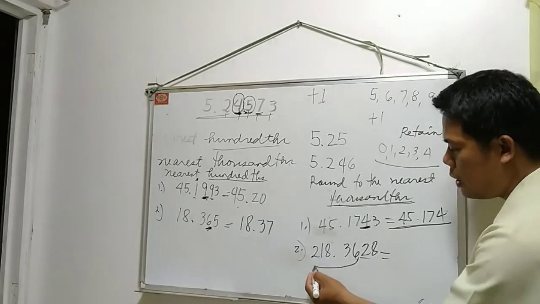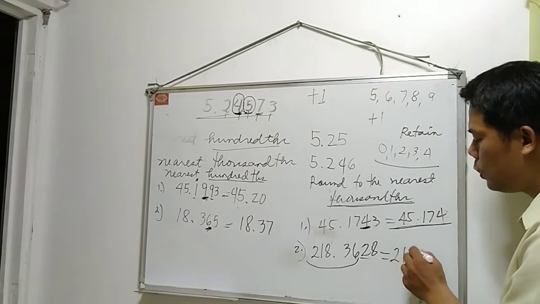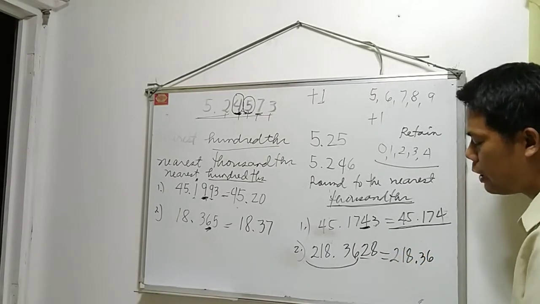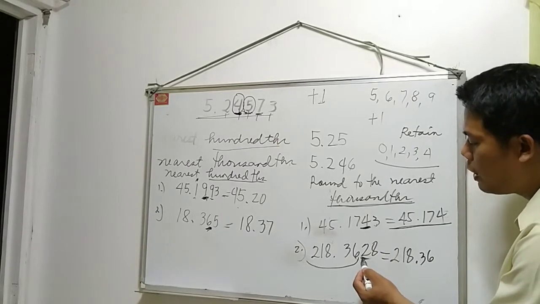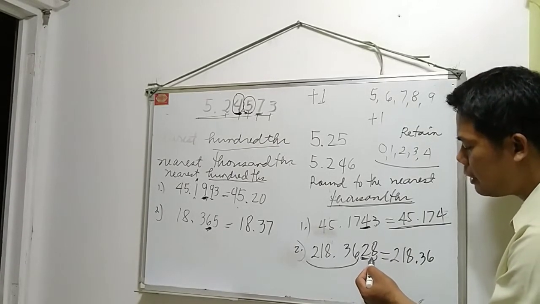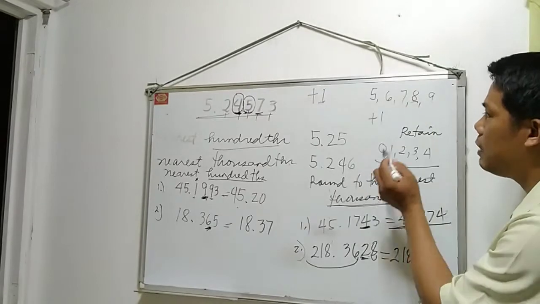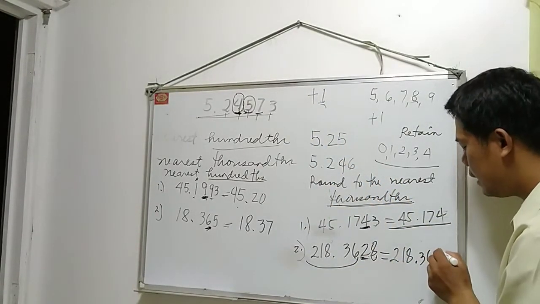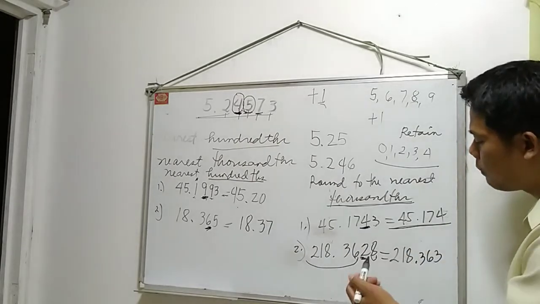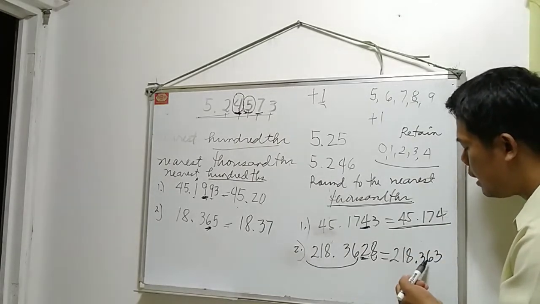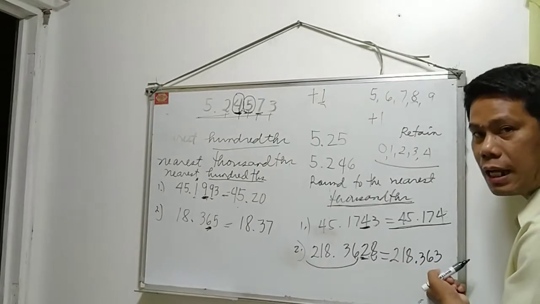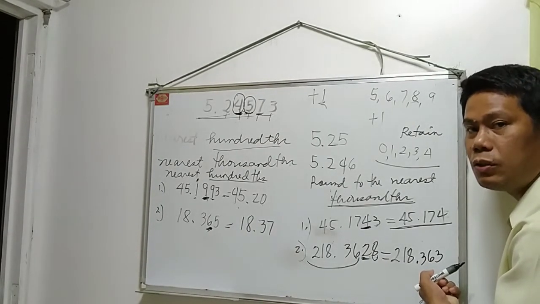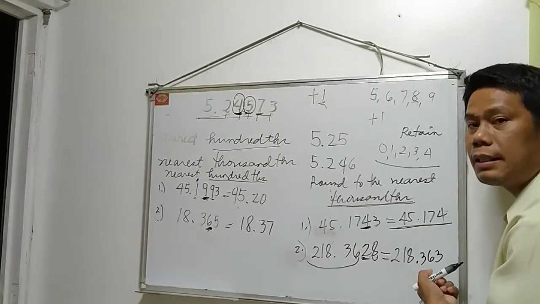While here in number 2, ang ating ira-round off is 2. Kopyahin muna natin ito. So we have 218 and 36. So ang ira-round off natin is 2. Ang nasa right niya is 8. Ibig sabihin, mag-plus 1 tayo. So therefore, si 2 magiging 3. So the answer is 218 and 363 thousandths. Any question? Okay, if there is none, let's go now to our second topic.